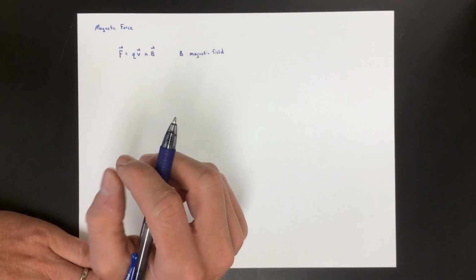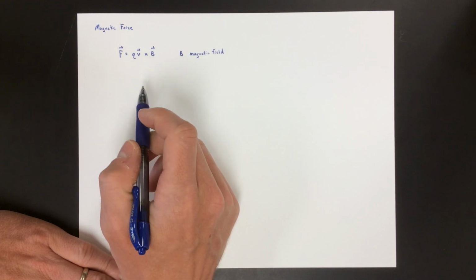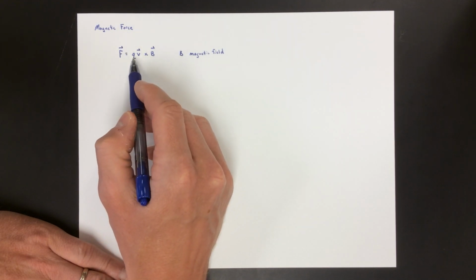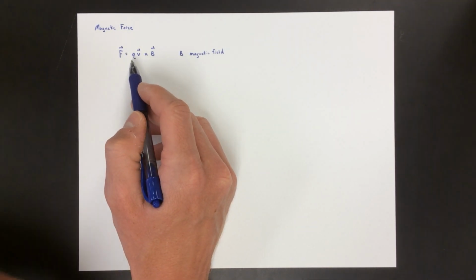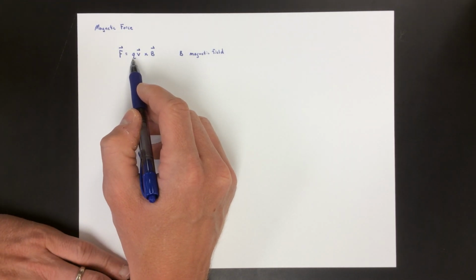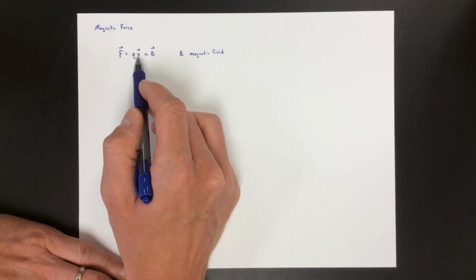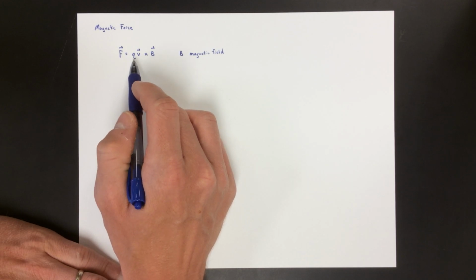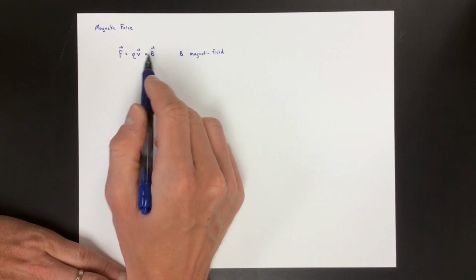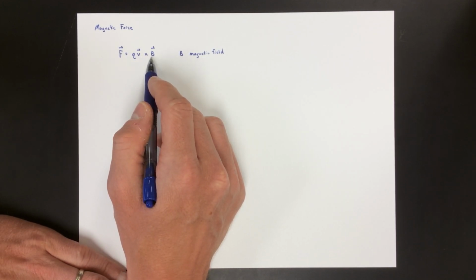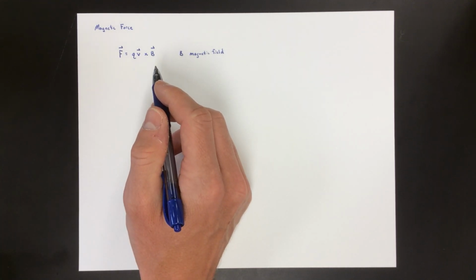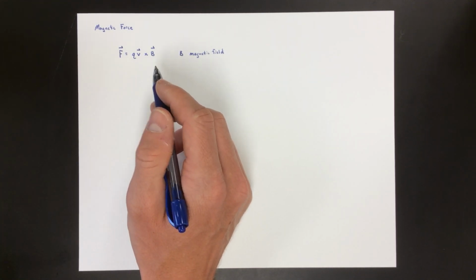Well, for a magnetic field to apply a force, we need a charged particle, not just a particle, not a particle with just mass. We need a charged particle. It needs to be moving, and it needs to be moving such that the velocity has a perpendicular component to the magnetic field. Okay, so let's go over some examples of how this is going to work.